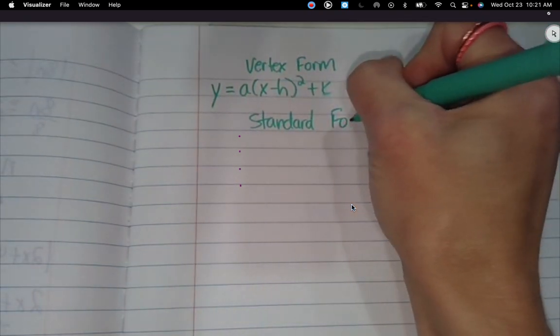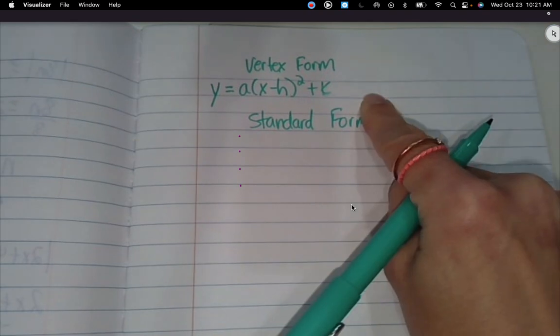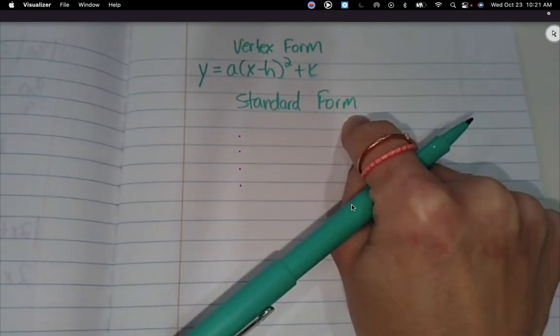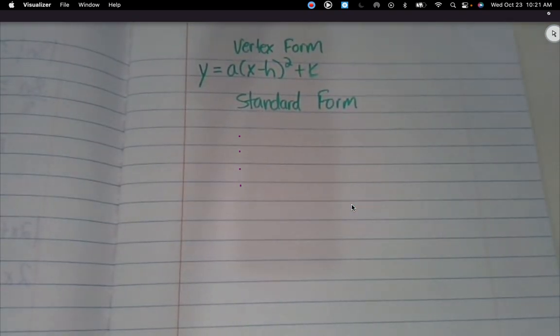Okay, you're going to have to know both. I'm going to give you problems in either vertex form or standard form. So your first few problems on your test, whenever we finally have that, would be vertex form probably. Then it's going to go to standard form. You have to know it.